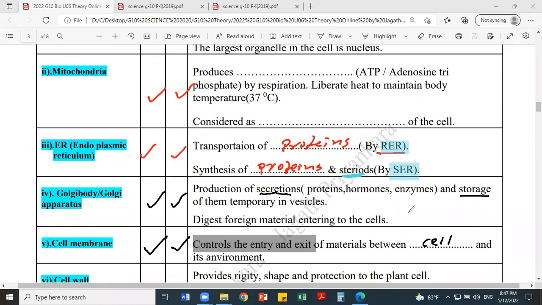Basically, you should know whether it's present in both the animal cell and plant cell or only in one, and you should know the main function. So that is what you should remember. When they give a line diagram, you should know what it is in the exam. It's structured as a paper.